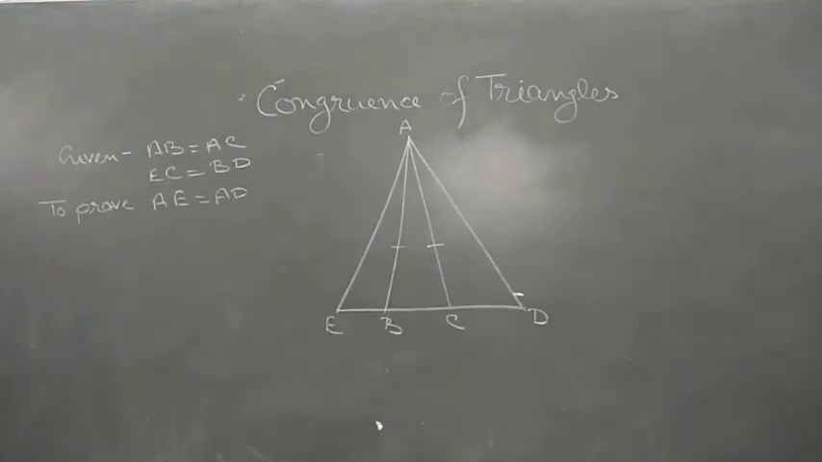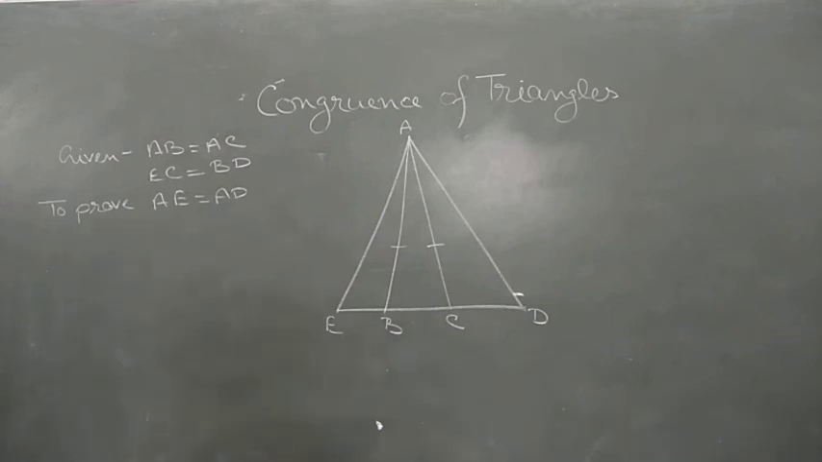Okay, see this question, and it is the last question of this video, and we complete the exercise as well as the chapter also. In this figure it is given that triangle ABC is an isosceles triangle. Means what? AB equals AC, as you are observing on the figure, and also given that EC equals BD, means that baseline EC equals BD. This is the condition. So the question says prove that AE equals AD.